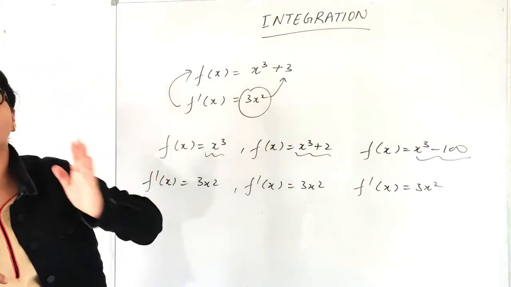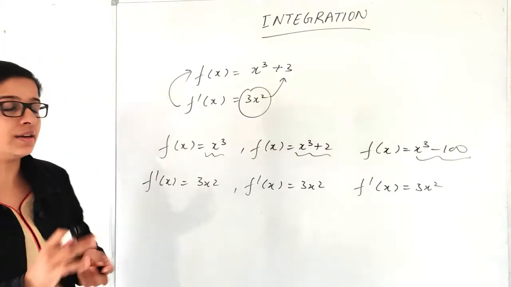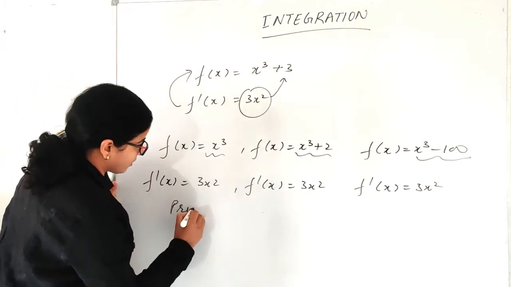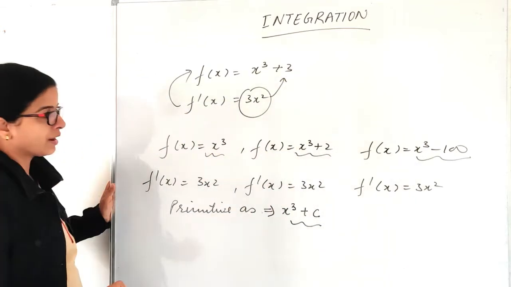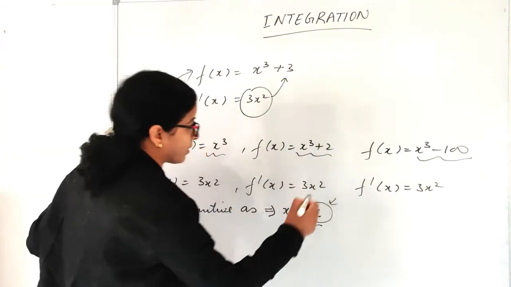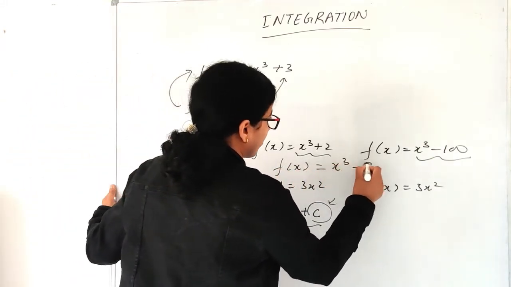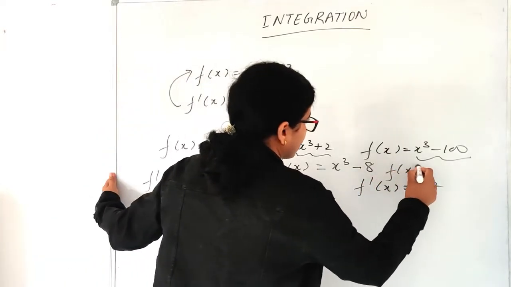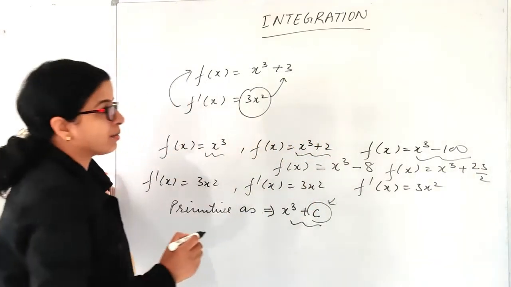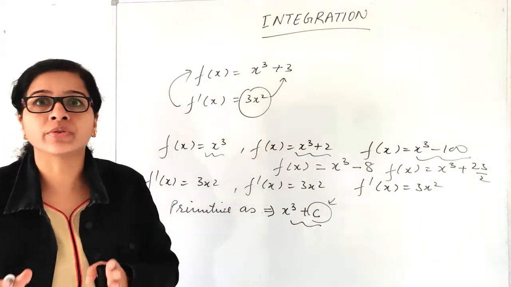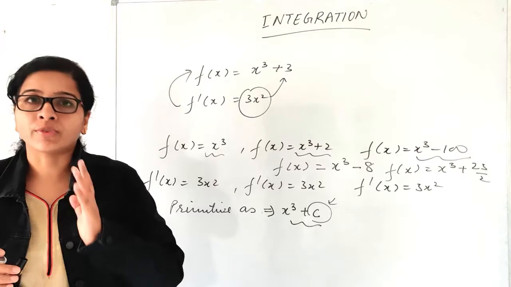So when I am talking about the primitive of 3x square, how am I going to write it? I will write the primitive as x cube plus c, where c will denote any number, right? It can be the function f(x) equal to x cube minus 8 or f(x) equal to x cube plus 23 by 2. So c can be any value belonging to the real numbers. Is it clear? That is the meaning of integration.